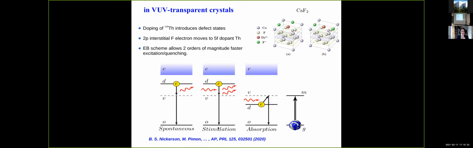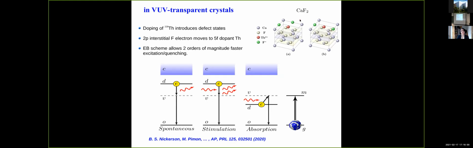Now, finally, as the last point, we have a similar idea, but in a completely different system. So not an electronic bridge in highly charged ions at all, but in VUV transparent crystals. There is this other idea of trying to develop a solid-state nuclear clock and dope thorium as much as possible into a crystal which is otherwise transparent to vacuum ultraviolet radiation. And one of these crystals is calcium fluoride.